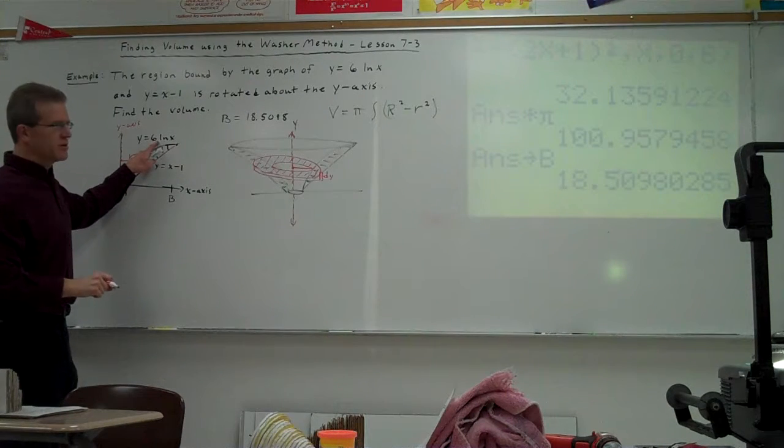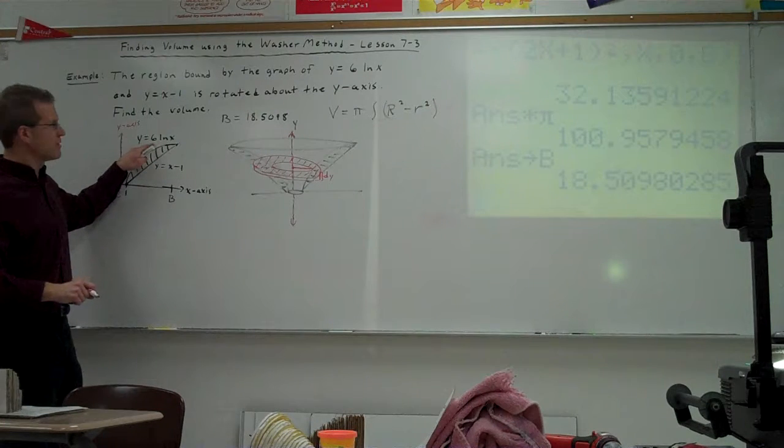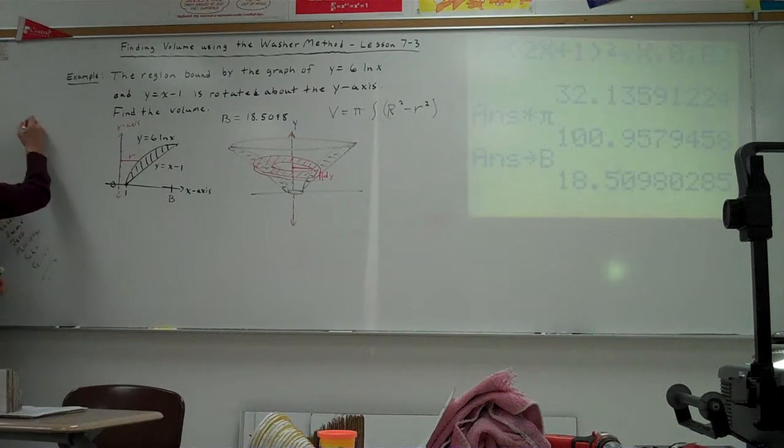That means our equations have to be in terms of y. So we have to rewrite these equations so they're in terms of y. We have to solve for x, in other words. So let's do that off to the side here. y equals 6 natural log of x. So let's multiply by 1/6 on both sides. You get 1/6 y equals natural log of x.